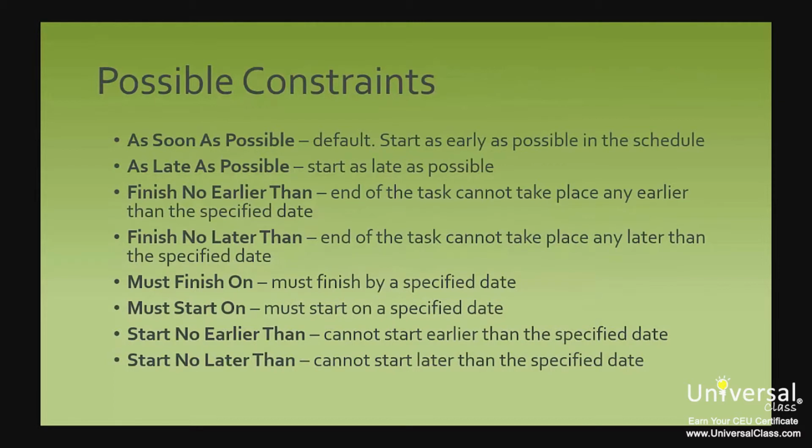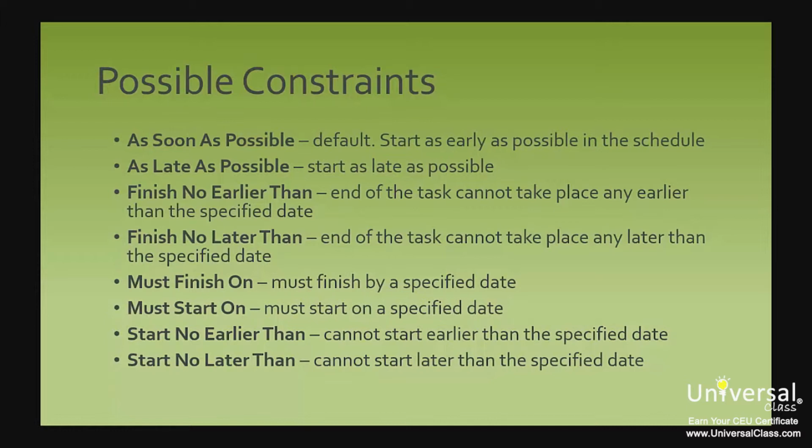Before we teach you how to apply constraints, let's look at all the possible constraints that you can put on a task and the effects they will have on a task's timing. As soon as possible: this is the default constraint. The task will start as early as possible in the schedule based on dependencies and the project start date. As late as possible: this means the task will start as late as possible based on dependencies and the project's finish date.